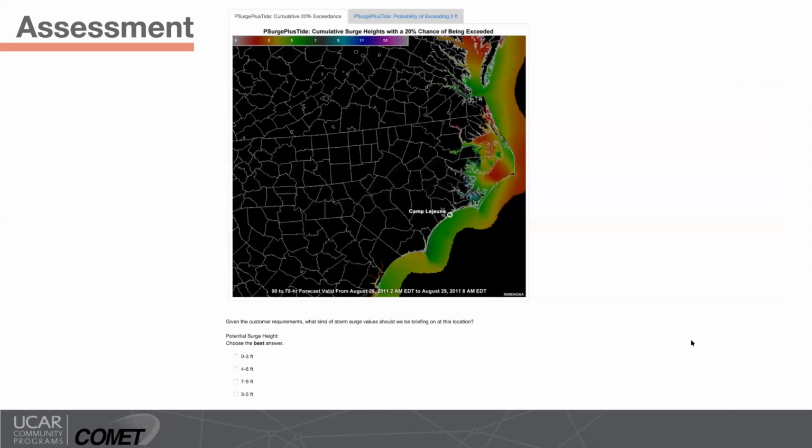So here are quick examples of application level questions that you can deploy in an online learning management system. We have two probabilistic storm surge products that our learners need to interpret correctly and then decide what is the level of storm surge that they need to communicate to the authorities of Camp Lejeune who are trying to prepare for an oncoming tropical cyclone.